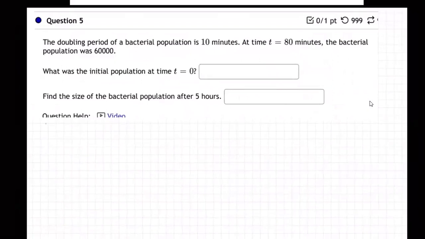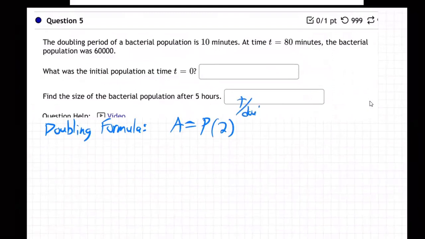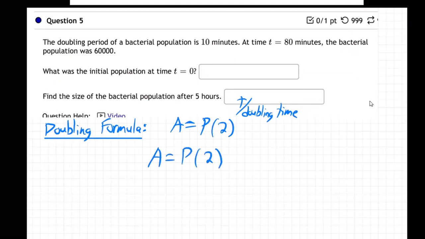So first off, let's start with the doubling formula, which is A equals P times 2 to the T over doubling time. So that's in the notes. That's the doubling formula. What's the doubling time? The doubling period of a bacterial population is 10 minutes. So in my example, it's 10 minutes. You might have something different on yours. So there we go, the doubling time, 10 minutes.